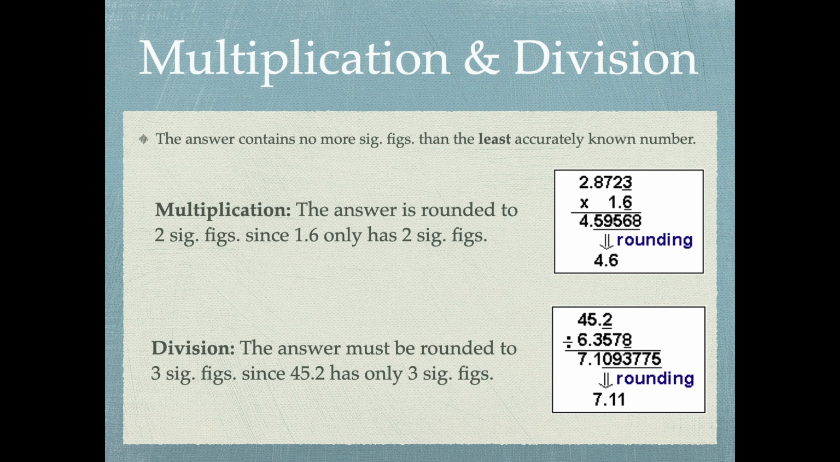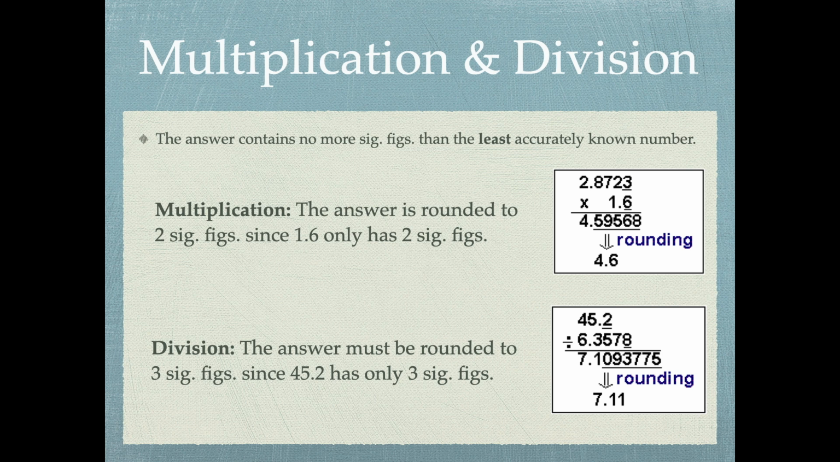So look at this first question here. 2.8723 times 1.6. Let's look at those two numbers we're starting with. 2.8723 has 1, 2, 3, 4, 5 sig figs. 1.6 has 2 sig figs. So my answer is going to have 2 sig figs when I'm done. Don't worry about where the decimal is. The total for the answer can only be 2. Sometimes that means some really weird looking stuff. It's okay. So the answer is 4.59568. We're going to round that to 4.6 because the 9 rounds the 5 up to 6. And your answer is 2 sig figs. Looks totally nice, doesn't it?